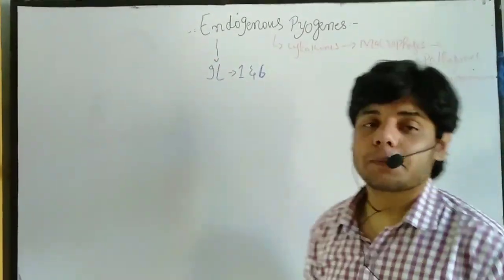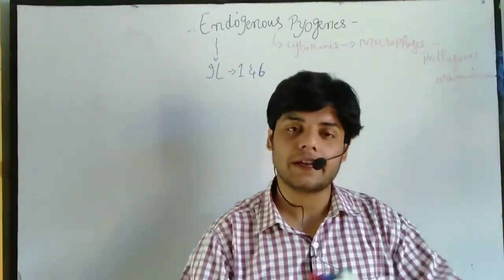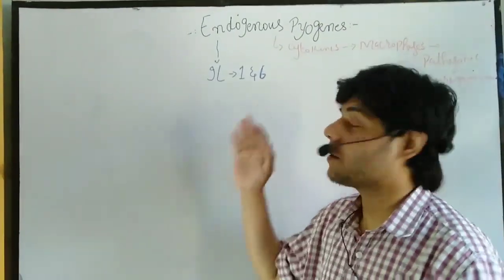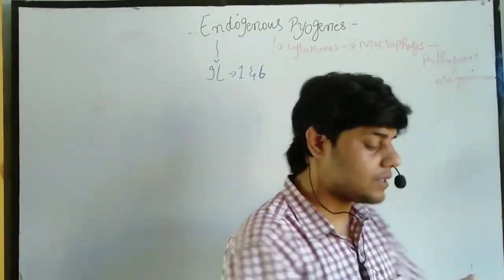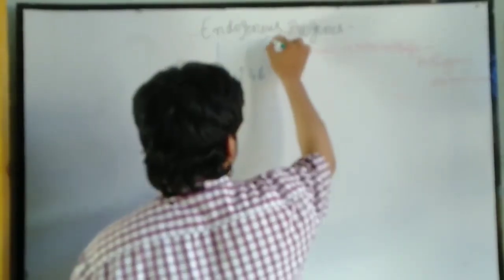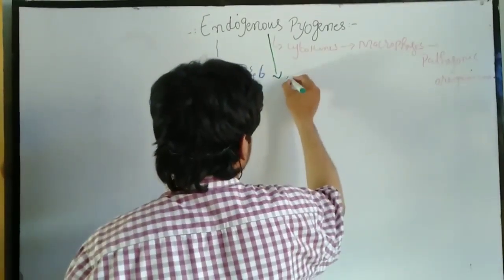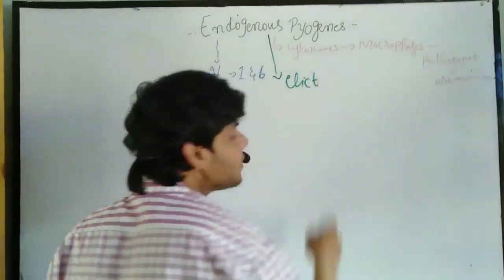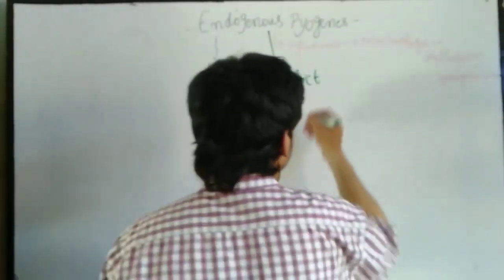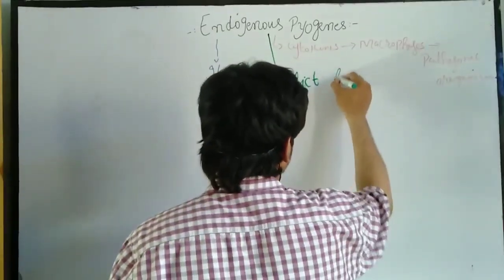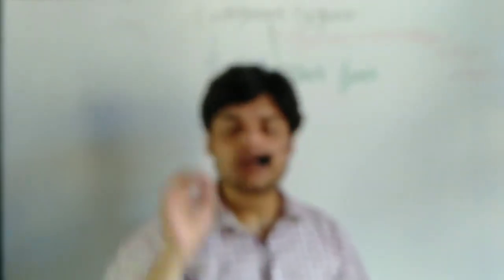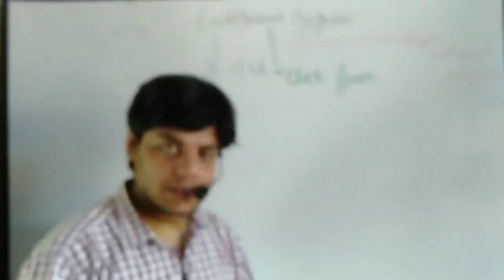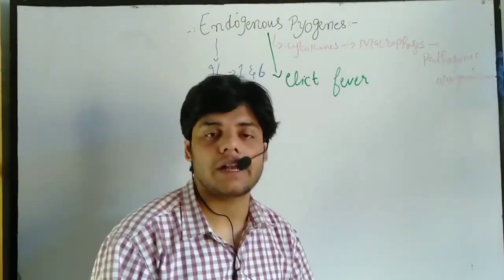Usually these endogenous pyrogens are activated against the fever, or they usually elicit the fever inside our body. So what is the function of this endogenous pyrogen? Elicit means bring out. Okay, they elicit fever from our body. Now here one question arises in our mind: how is the fever activated and regulated inside our body?